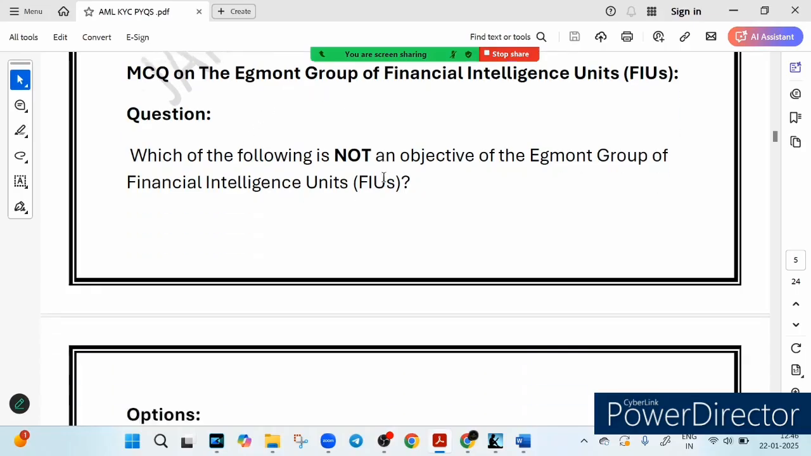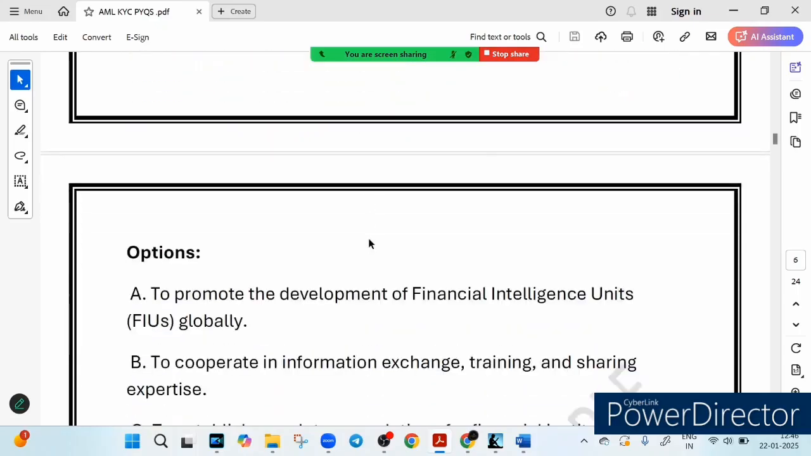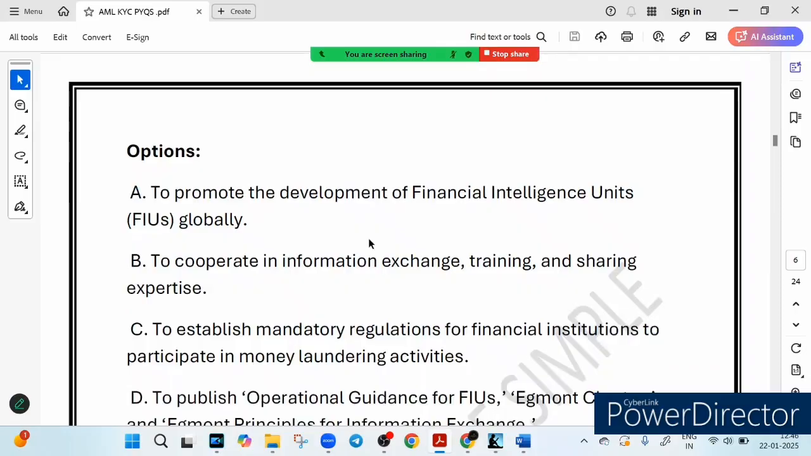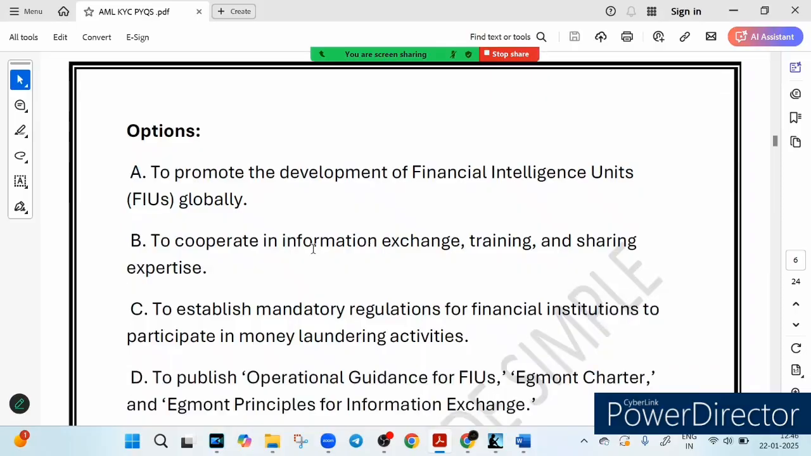So the question is, which of the following is not an objective of the Egmont Group of Financial Intelligence Unit? So let's see the options. Options are: to promote the development of FIU globally, to cooperate in information exchange, training and sharing, right? Option C says to establish mandatory regulation, and option D says to publish operational guidelines. First of all, let me tell you that this Egmont Group is an international organization that helps Financial Intelligence Units, that is FIUs, around the world work together to fight crimes like money laundering.